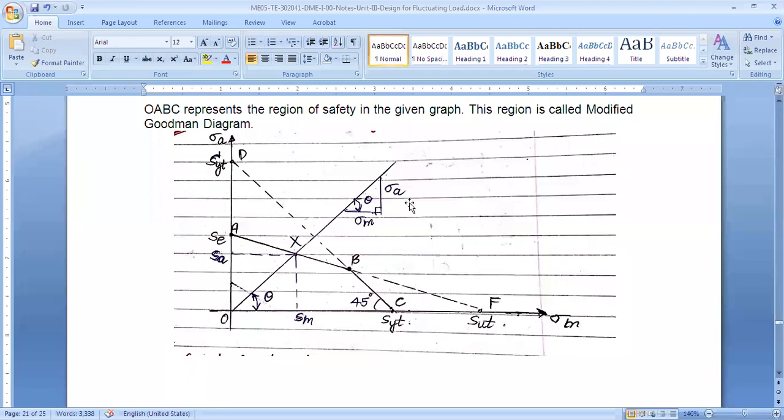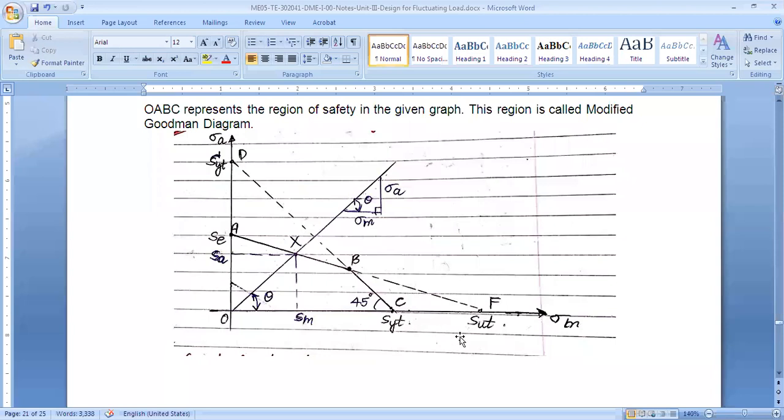So this is the diagram. See, I was explaining this diagram. Same diagram is there. Only thing is that A to B to F is your Goodman line joining SE and SUT, and SYT joining C and D, having point B as the intersection with the Goodman line. So this curve OABC is your modified Goodman line, or this is the safest region. A to B is safe from the fluctuation, and B to C is safe from the static load. So this region is called the most safe region, which takes a combination of the Goodman line as well as the SYT line.